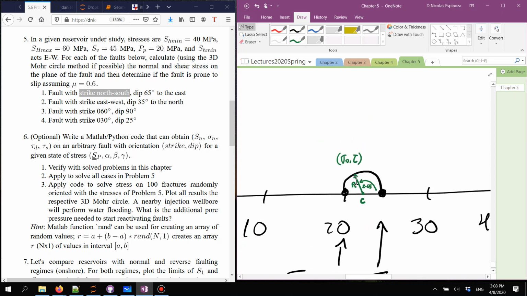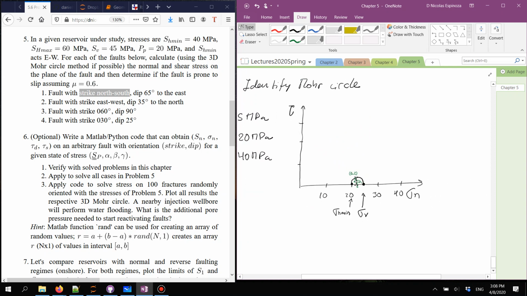And what is going to be, for this particular case, the center? Well, the center is just going to be sigma v plus sigma h min divided by 2. The radius is going to be sigma v minus sigma h min divided by 2.